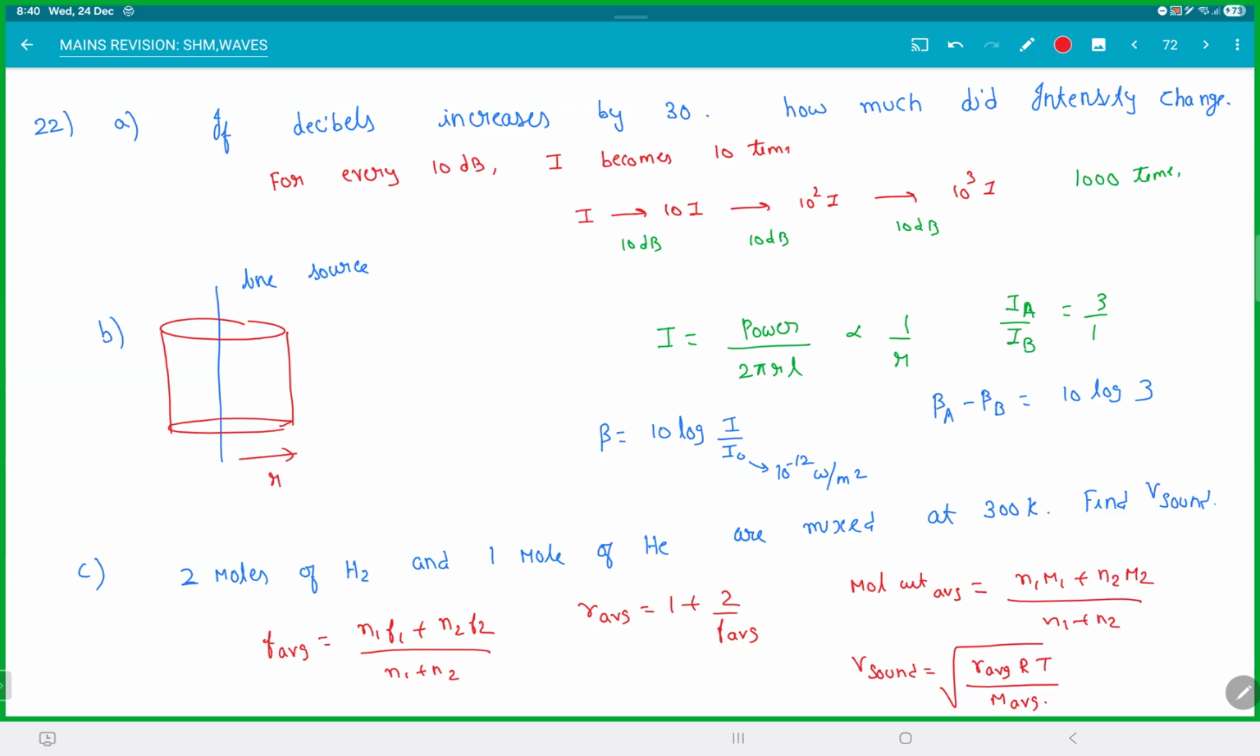2 moles of hydrogen and 1 mole of helium are mixed at 300 Kelvin. Find f average: N1 f1 plus N2 f2 by N1 plus N2. Find gamma average. Find molecular weight average and substitute in the formula, gamma average RT by molecular weight average. So when you have a mixture, you have to find the average value of gamma and the average value of molecular weight and then put it in the speed of sound formula. Clear with this?